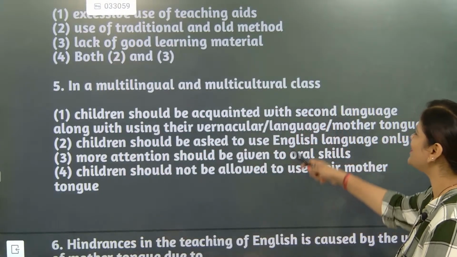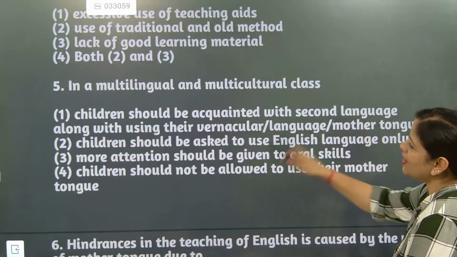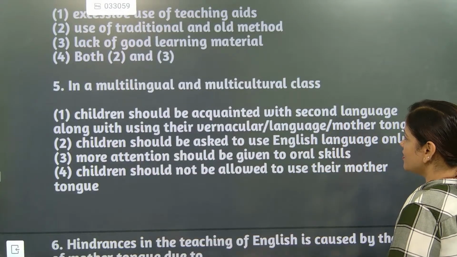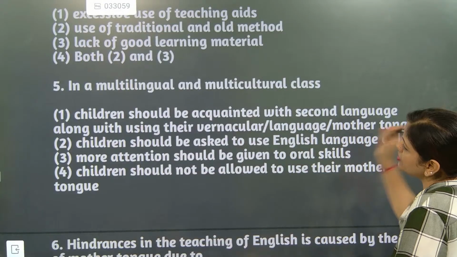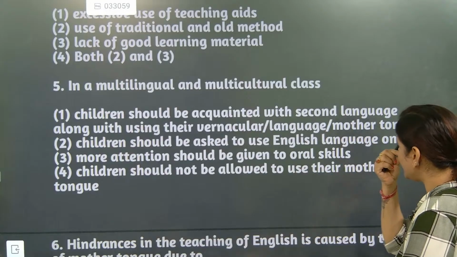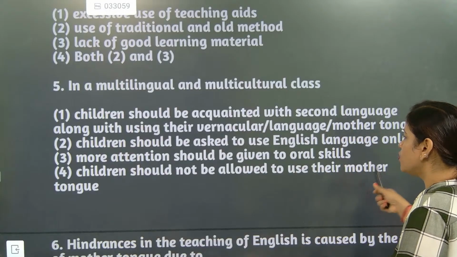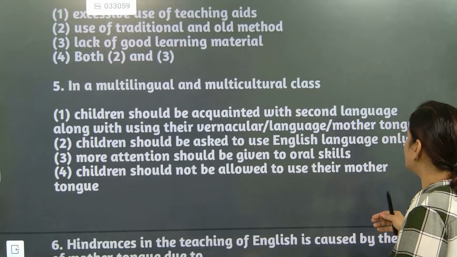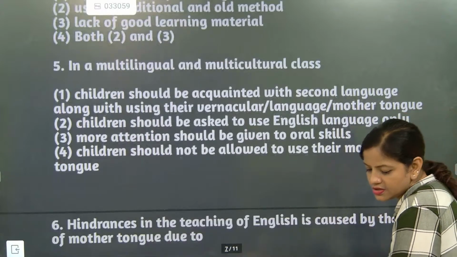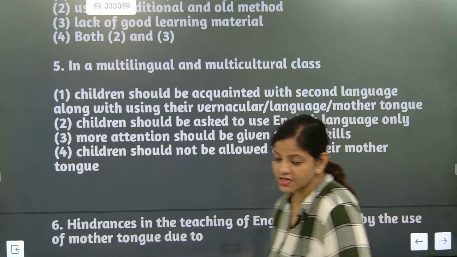The children should be acquainted with second language along with using their vernacular language and mother tongue. Children should be asked to use English language only. More attention should be given to oral skills. Children should not be allowed to use their mother tongue. See, this is exactly a very, very sophisticated problem.